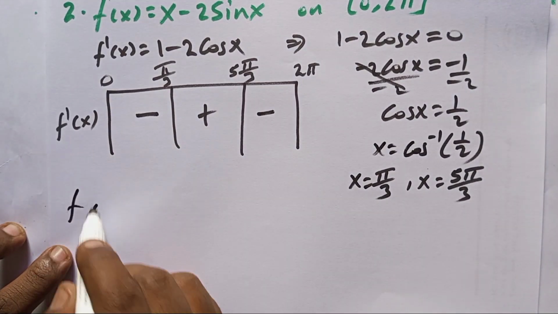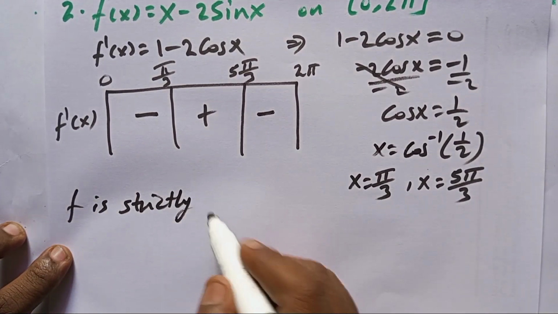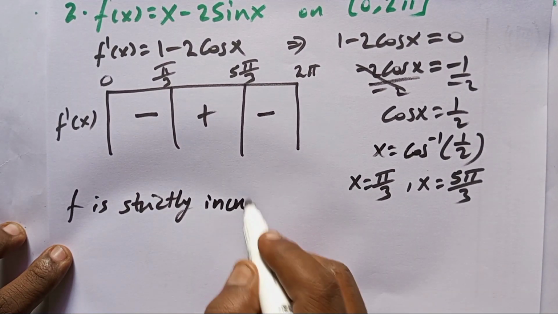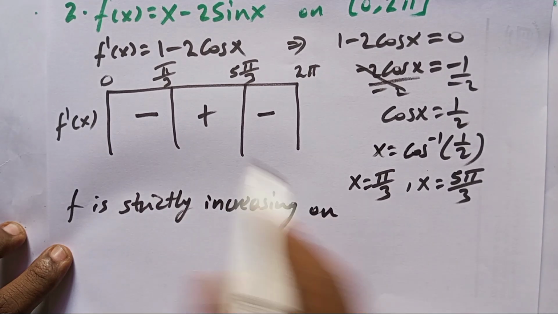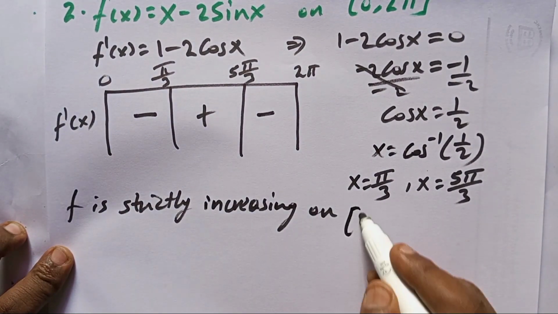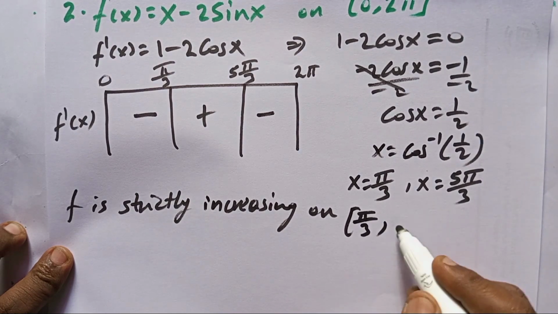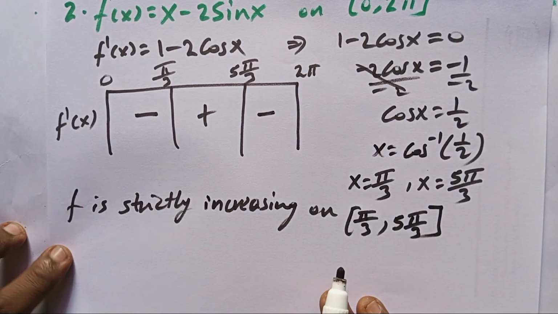So f is strictly increasing on which interval? This is a positive one. ከ60 እስከ 300 ድረስ, with the interval pi over 3 up to 5 pi over 3, which is increasing.